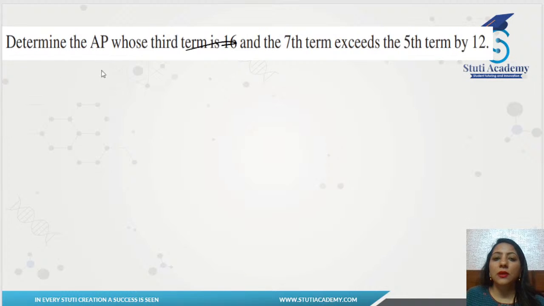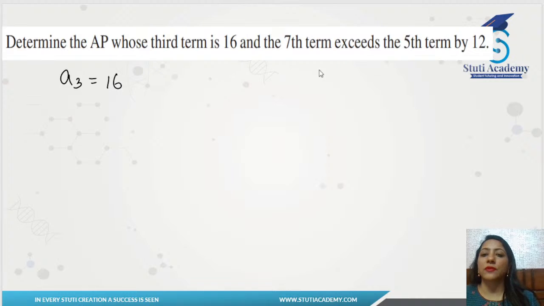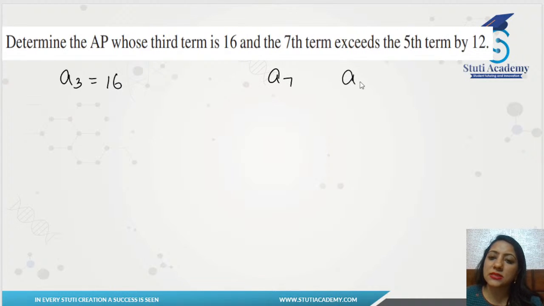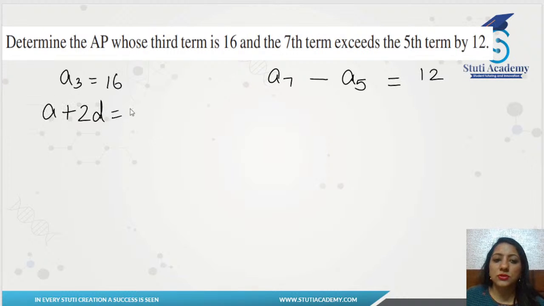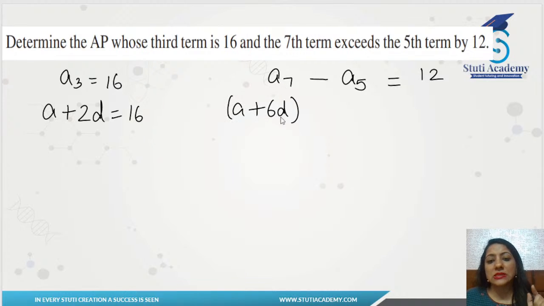Now determine the AP whose third term is 16 and the seventh term exceeds the fifth term by 12. So the seventh term is bigger than the fifth term and the difference between these two is 12. So this is A plus 2D is equal to 16. This is A plus 6D. I'm replacing this A7 by A plus 6D, and A5 I'm writing as A plus 4D. This is equal to 12.